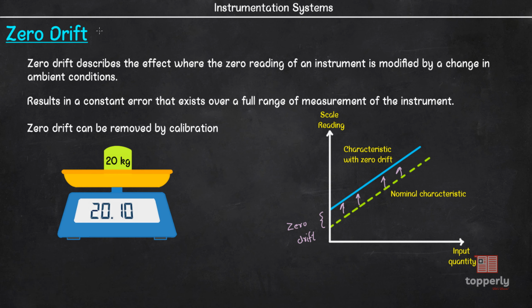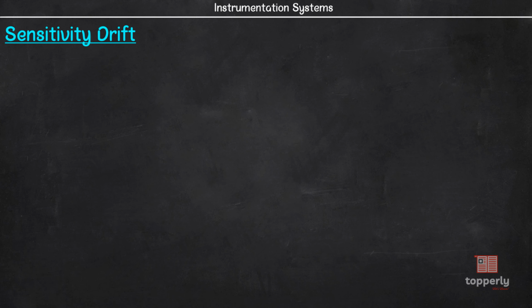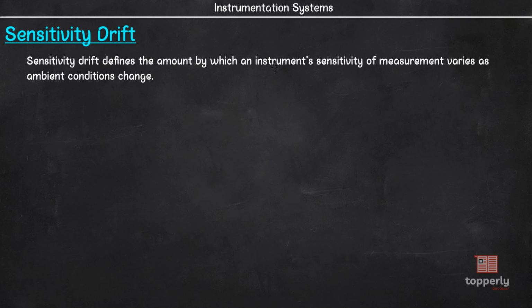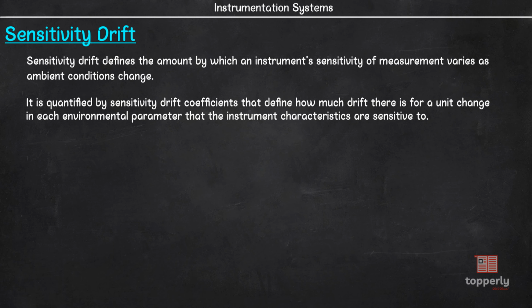And one more thing, zero drift is also called bias. Okay. Next we have sensitivity drift. Sensitivity drift defines the amount by which an instrument's sensitivity of measurement varies as ambient conditions change. It is quantified by sensitivity drift coefficients that define how much drift is there for a unit change in each environmental parameter that the instrument characteristics are sensitive to. You will get a better idea of what I meant by this when we see an example.